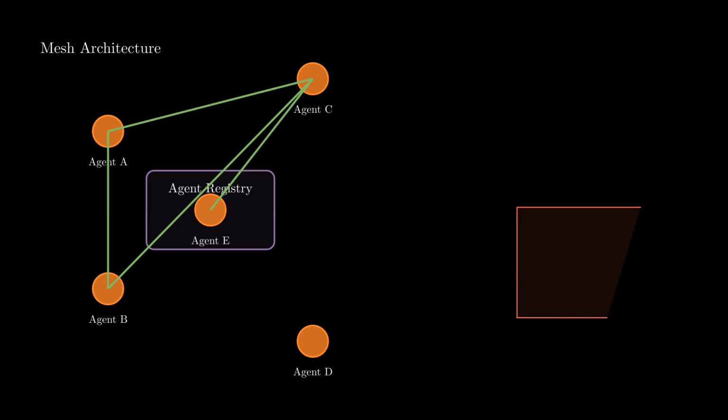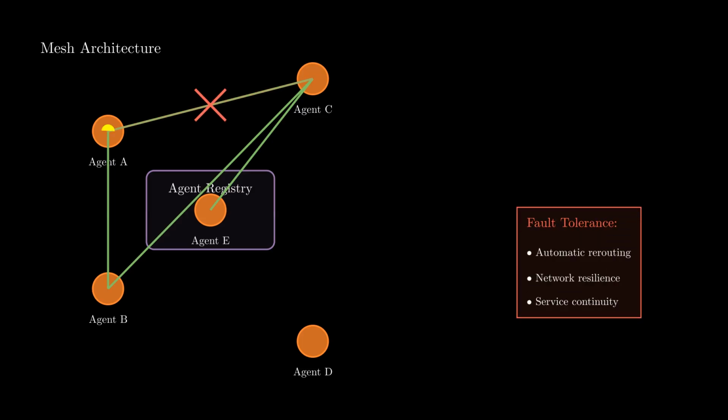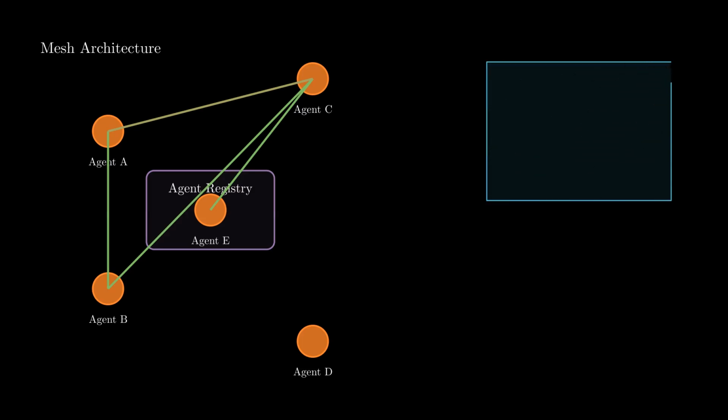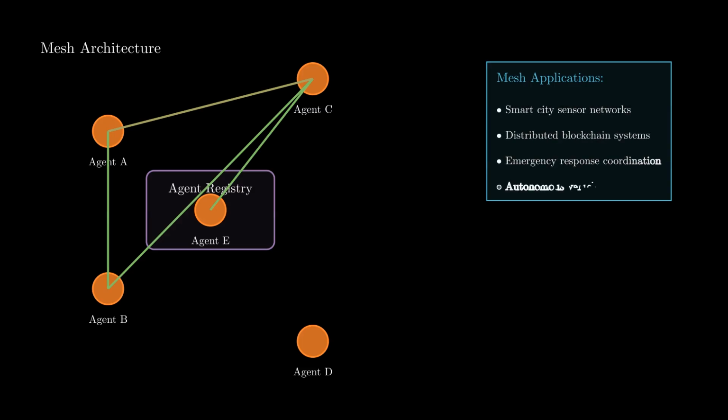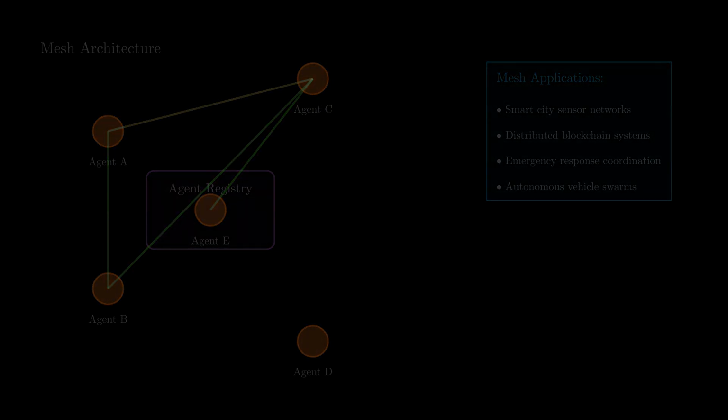Smart cities use mesh architectures. If one traffic sensor fails, data flows through alternative paths automatically. From autonomous vehicle swarms to distributed systems, mesh architecture provides resilience and scalability without single points of failure. Now, let's compare all three architectures to understand when to use each approach.